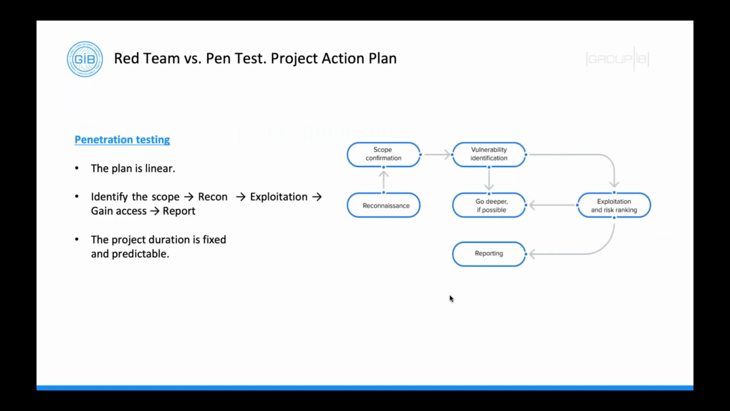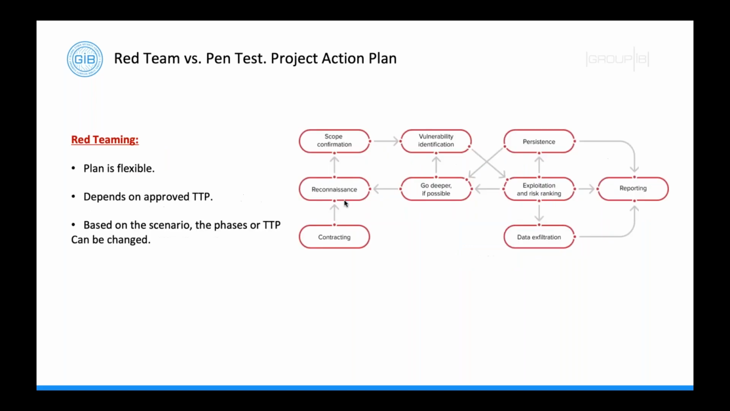So those are some of the key differences when looking at the project's focus, deliverables, and different attack methods as well. In terms of the action plan, there are some key differences as well when it comes to scoping out the project action plan. With penetration testing, the project plan is very linear. It goes from identifying the scope to reconnaissance, to exploitation of different vulnerabilities, to gaining access to different systems, and then to providing a full report. The project duration is typically fixed and predictable. So this is really the key outline of a penetration test when it comes to the project action plan.